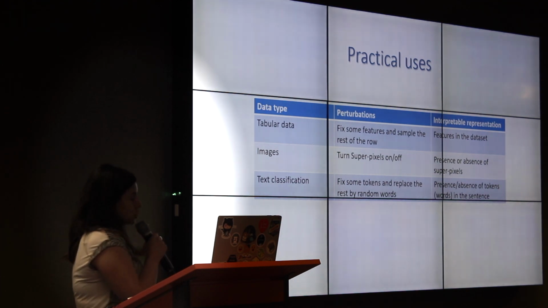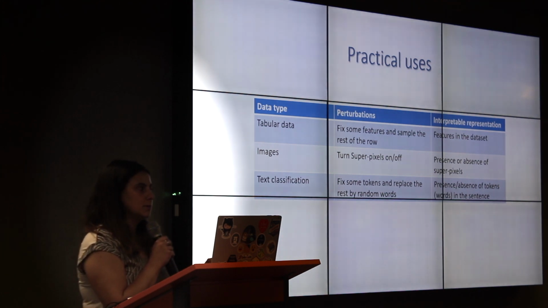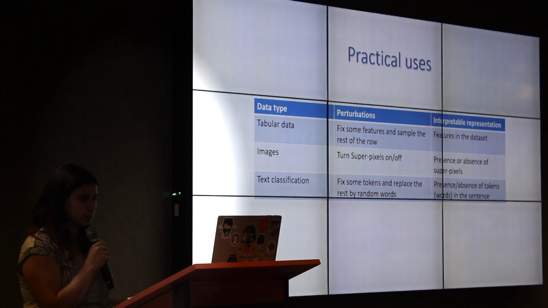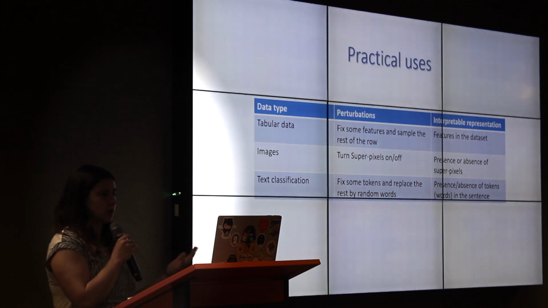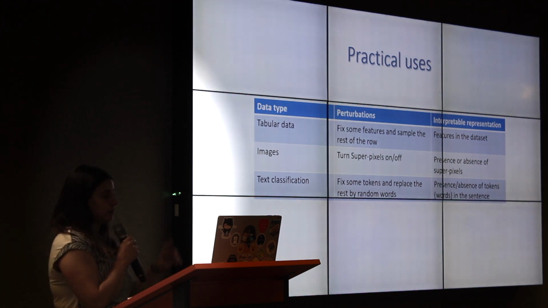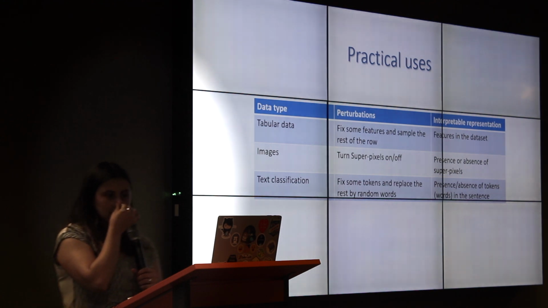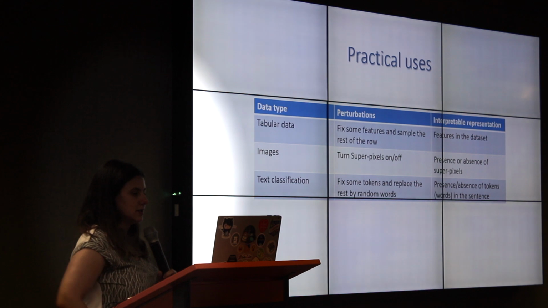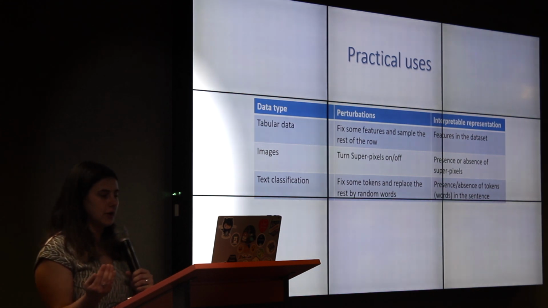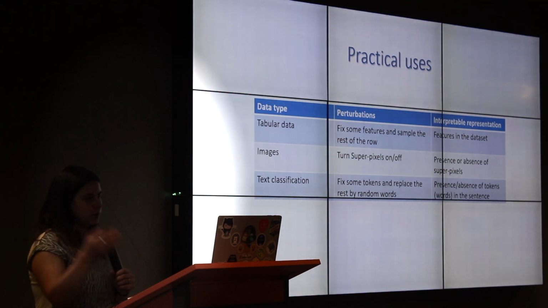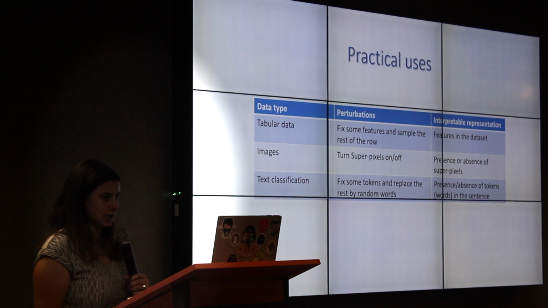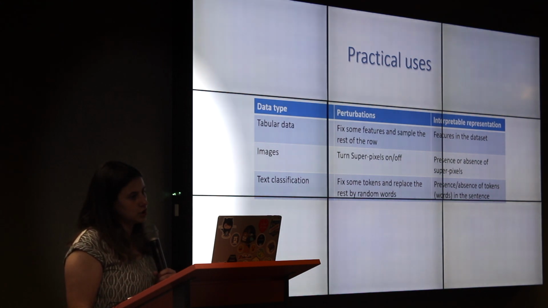Okay, text classification. This is another different problem because your vocabulary can be so long. What you do is fix some tokens or words and then replace the rest by random words. And the interpretable representation is the presence or absence of tokens in that particular sentence. As in the example I gave before, having "not good" in a sentence ensures negative sentiment all the time. Any questions?